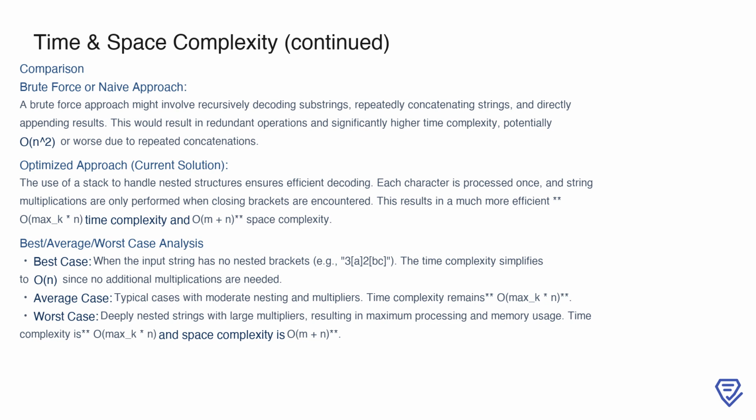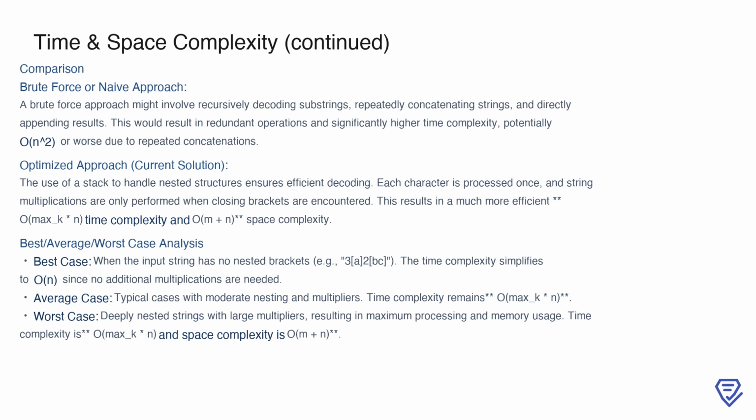Each character is processed once, and string multiplications are performed only when closing brackets are encountered. This makes the solution far more efficient, with a time complexity of O(max_k * n), and a space complexity of O(m + n).